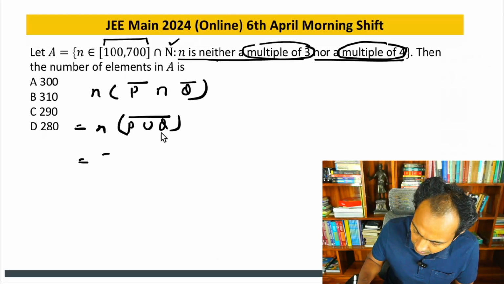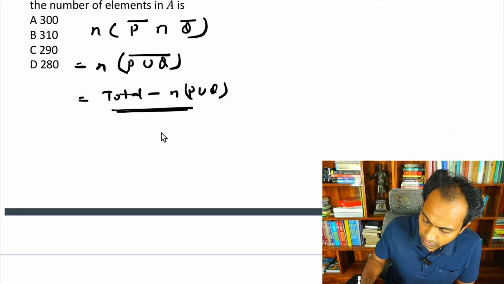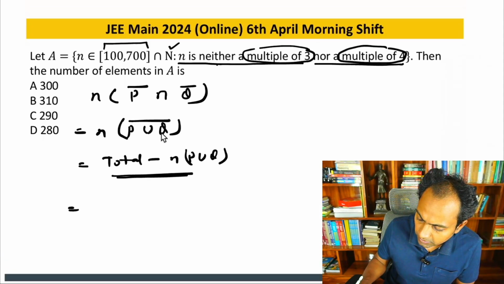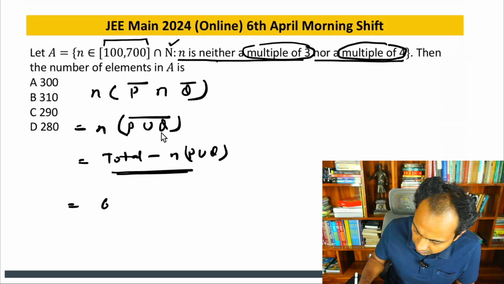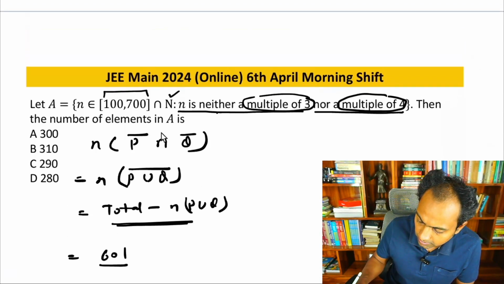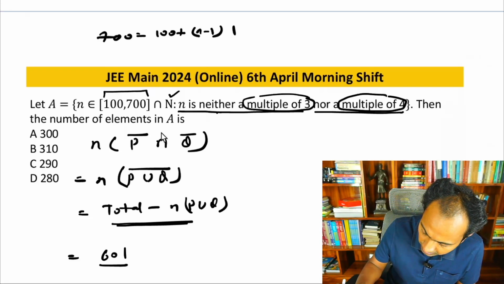And now this would be equal to nothing but total minus the number of elements in P union Q. Once you have this, what we are going to do is find the total number of elements. How many elements are there? The total number of elements is nothing but 601. How do I know that? Because this is nothing but an arithmetic progression: a plus n minus 1 into d, where d is 1. So n will come out to be 601. This is how I figured it out.